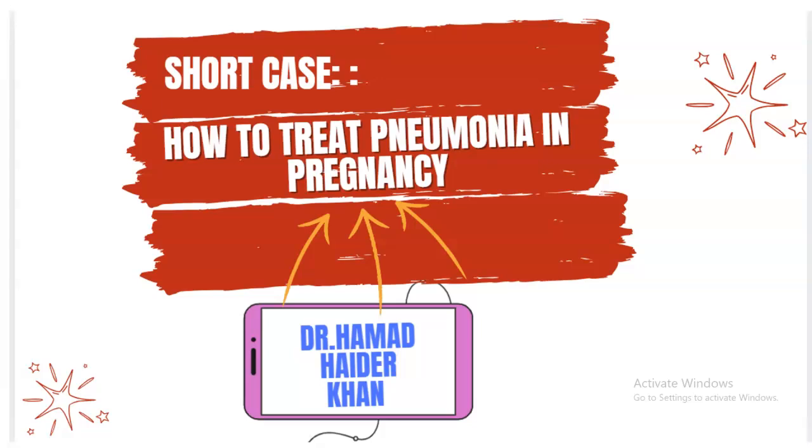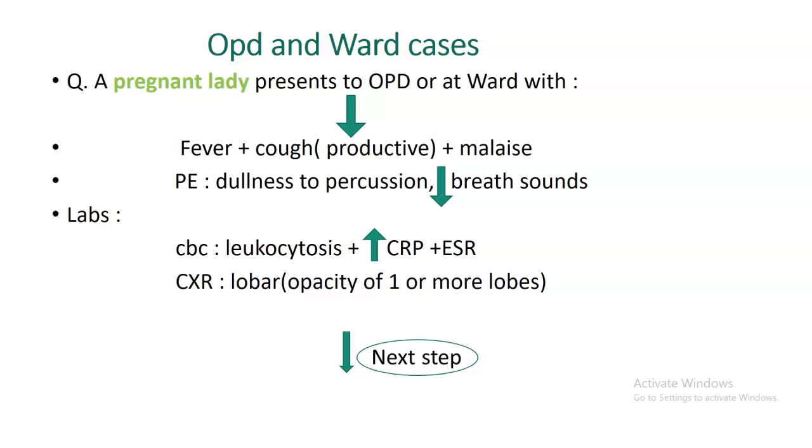So today our short case will be how to treat pneumonia in pregnancy. So let us start the case. How to treat certain patients like pneumonia in pregnancy. Today a pregnant lady presents to your OPD, or you are at the ward and you have been called for a consultation, and the patient presented with fever, cough that is productive, purulent sputum, and there is malaise.